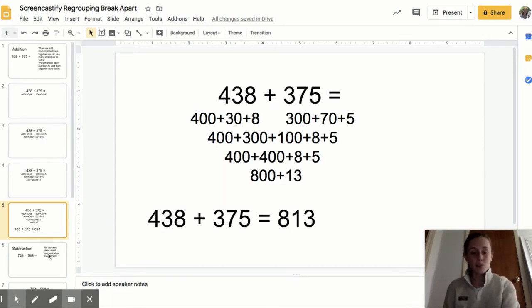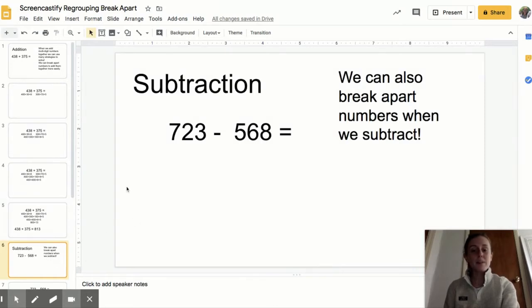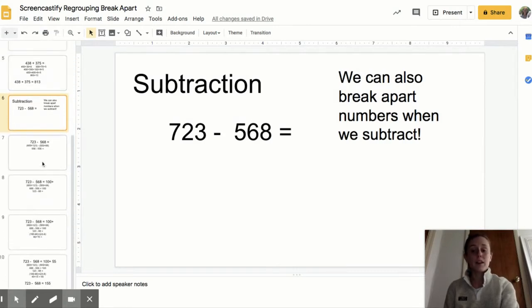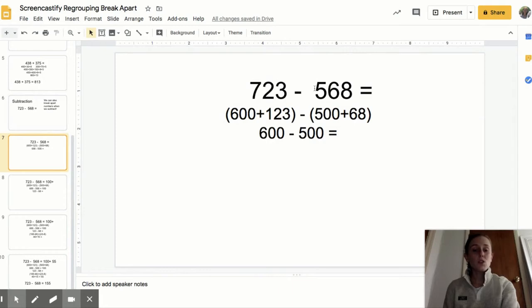Let's take a look at my subtraction problem now. My subtraction problem is 723 minus 568. We can also break apart these numbers to help us subtract more easily. So when I looked at these two numbers, I needed to break them apart. And when I did that, I decided to break these two numbers up into 600 and 123 and 500 and 68. I knew that I needed to make sure I had numbers from 723 that were bigger than the numbers from 568 so that I could take them away easily.